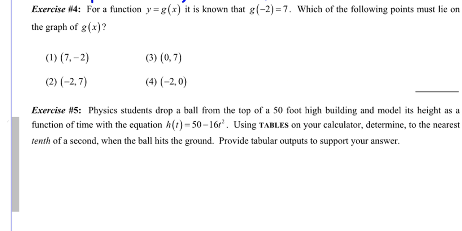Okay, for exercise 4, for a function y equals g of x, it is known that your input value, right, g is -2, so input is x, okay, is -2, and your output value is 7. Oh, cool. Good job, Smartboard. So that's an ordered pair, -2 and 7, which you can see right here as an answer.